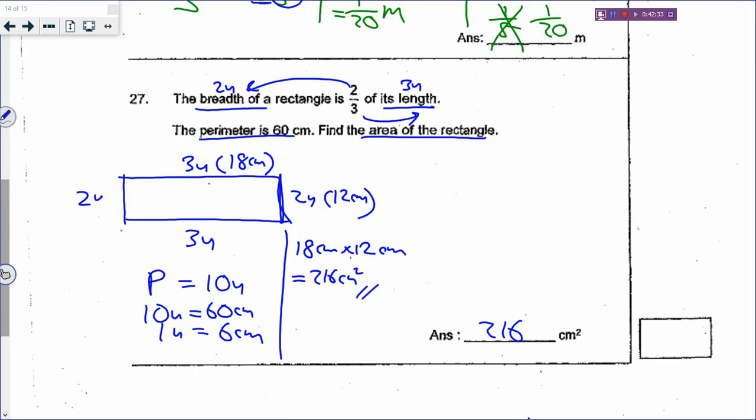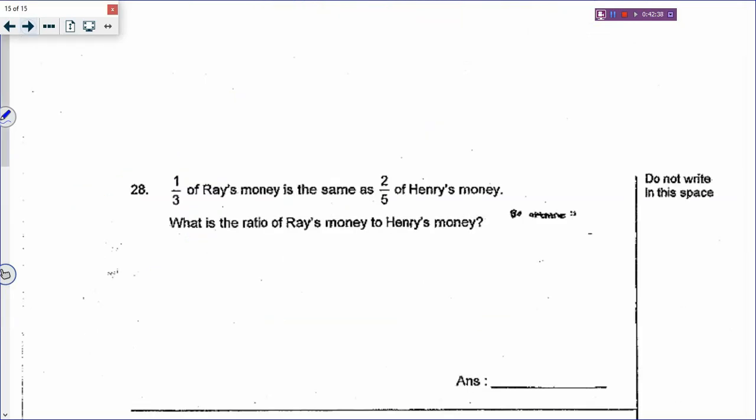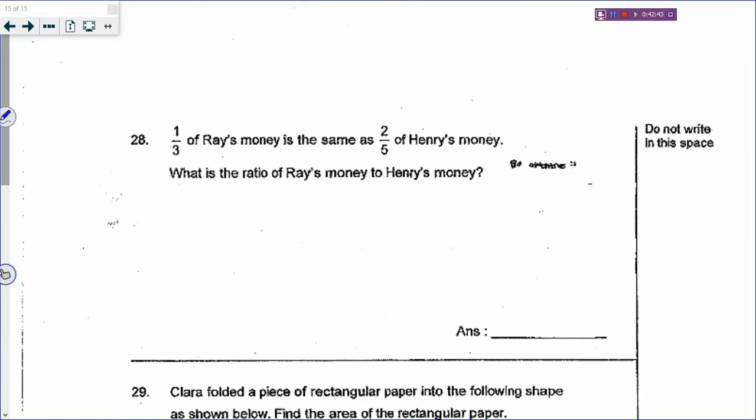Alright, so you see fractions, you draw your arrow pointing. Okay, next one. Question 28. Fractions again, model drawing. So your answer is 6:5.